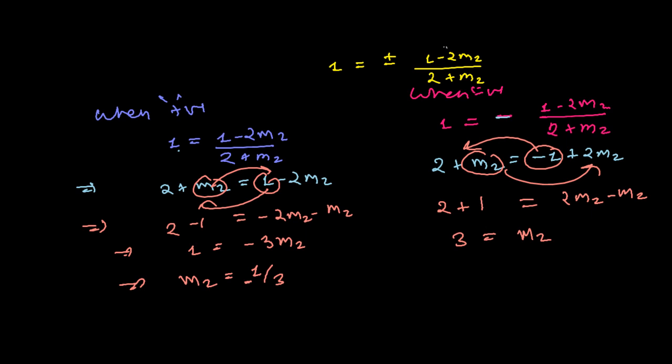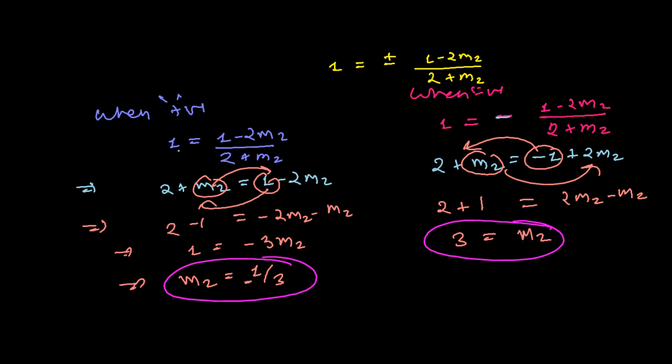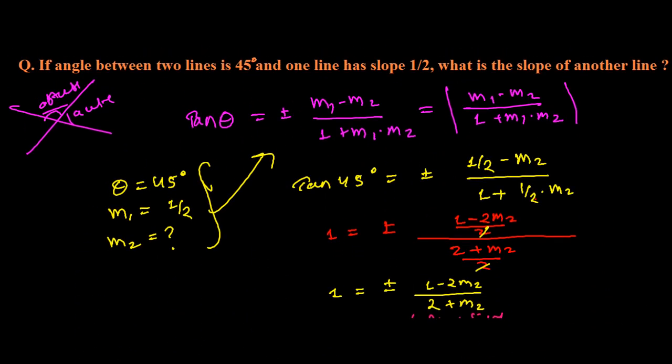So our second slope is either 3 or minus 1 by 3. The slope of the other line is either minus 1 by 3 or 3. This is how we need to find the unknown slope.